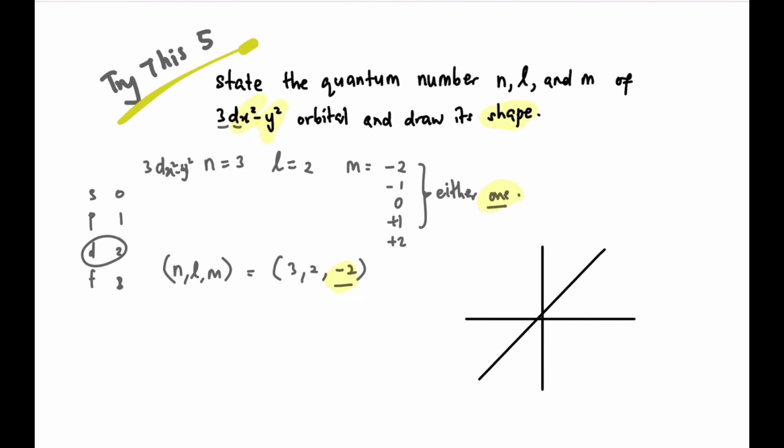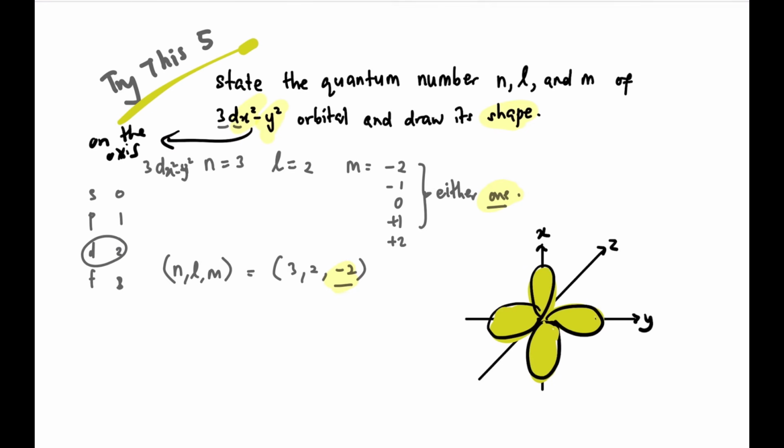So to draw the shape, so 3dx² minus y² ada square kan, jadi dia berada pada paksi on the axis. Jadi x², 2 dekat x, 2 dekat y. So kita draw clover leaf begitu on the axis and label saja dia punya tu x dan y.